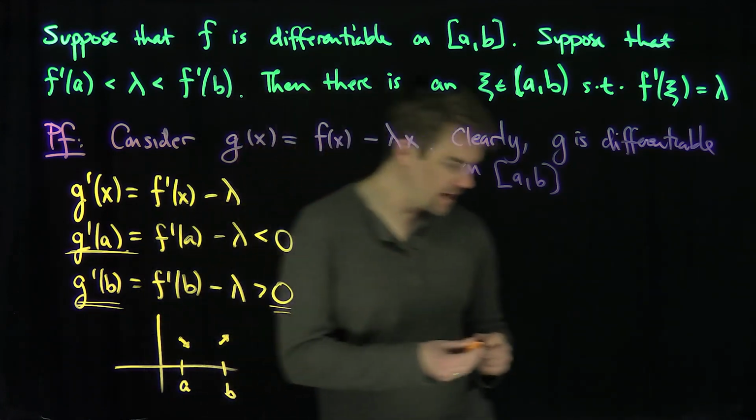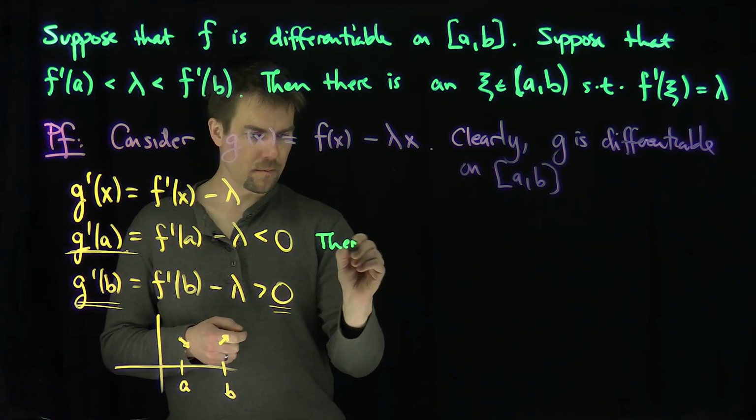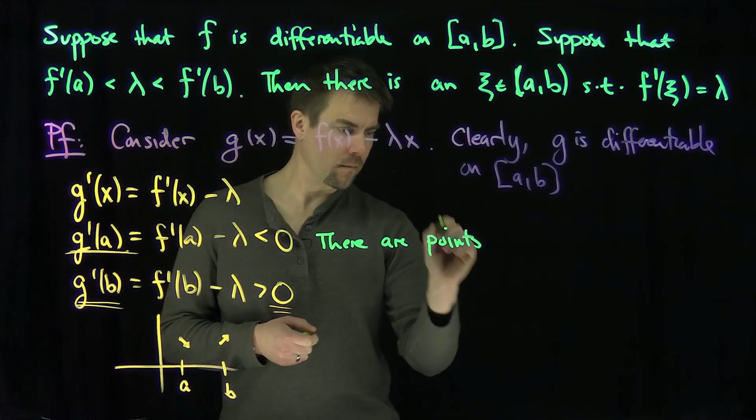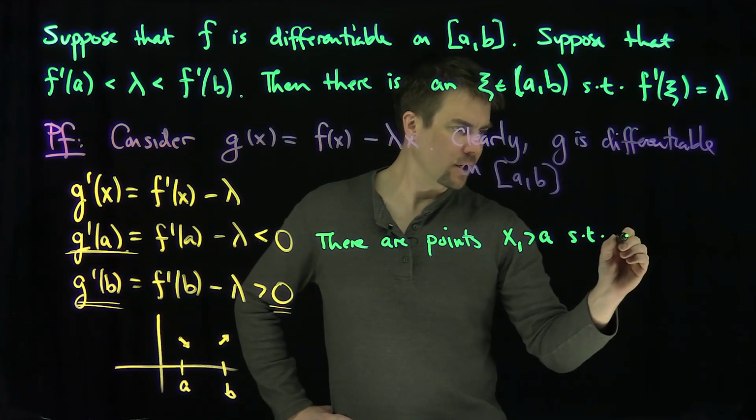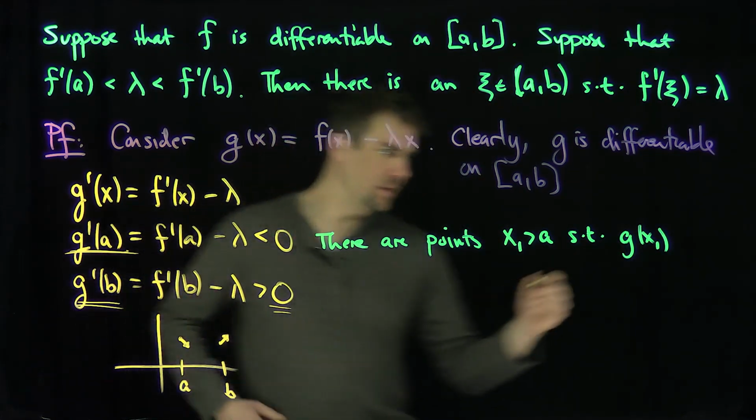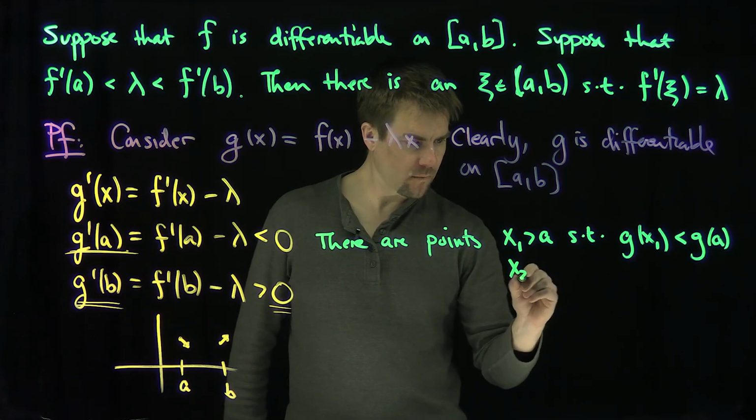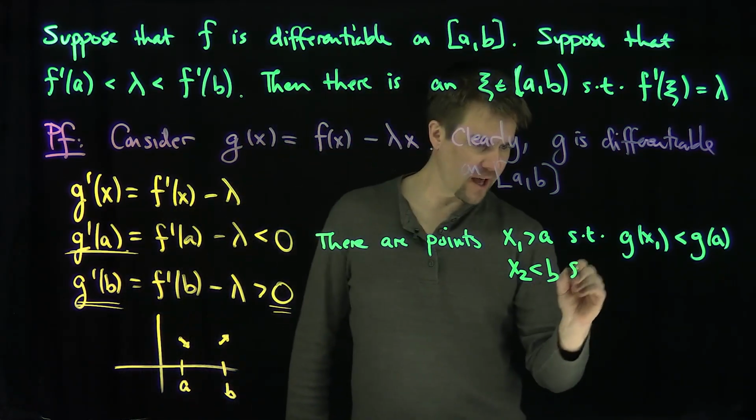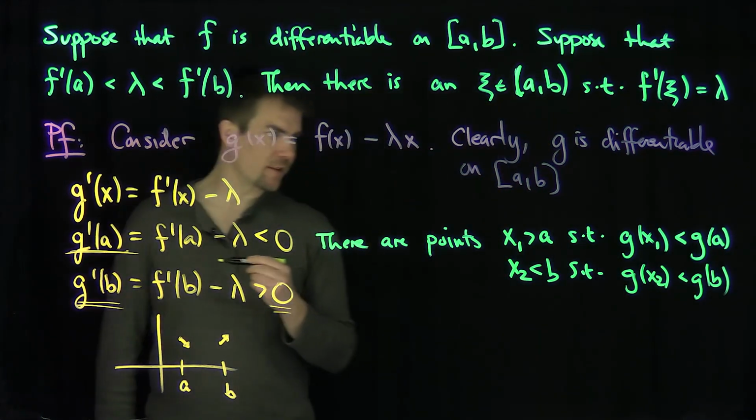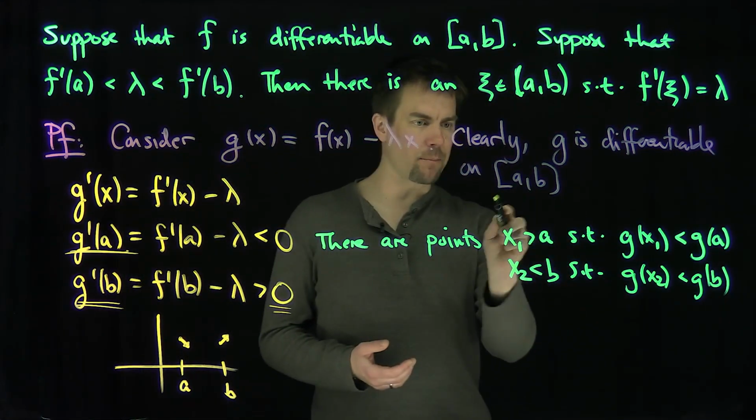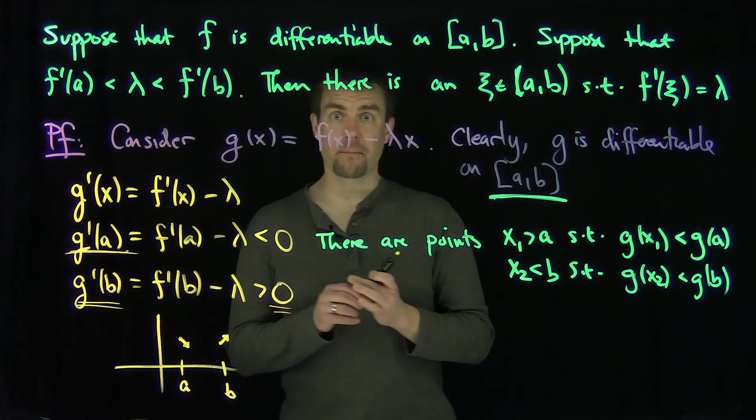Hence, this condition implies that there are points x1 bigger than a such that g of x1 is less than g of a, and there's a point x2 less than b such that g of x2 is less than g of b, because g is increasing at that point. So in particular, there are points inside the interval (a, b) where g of a and g of b are not the absolute minimum value of the function g.